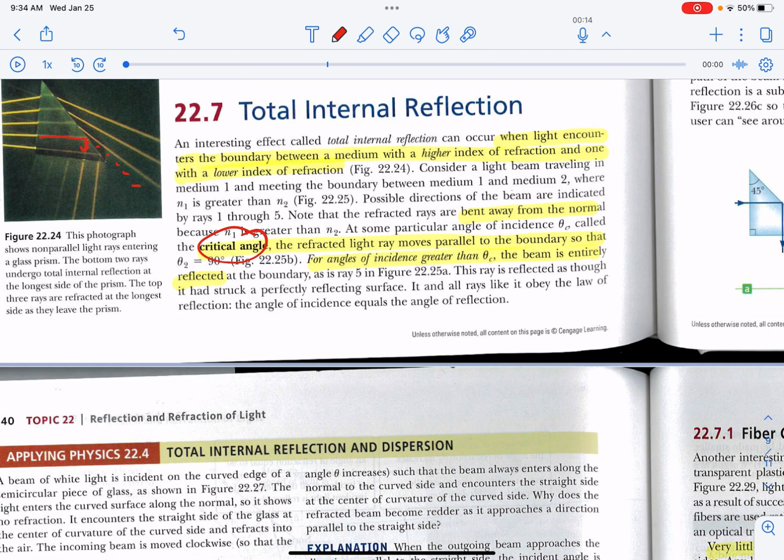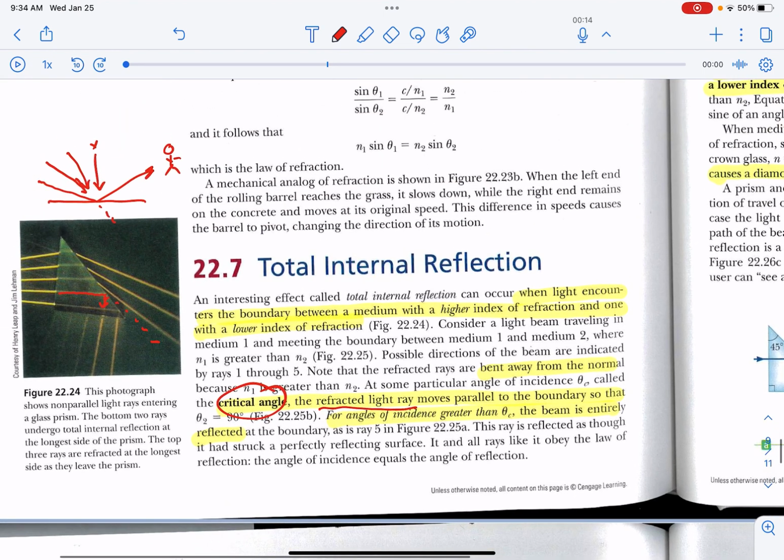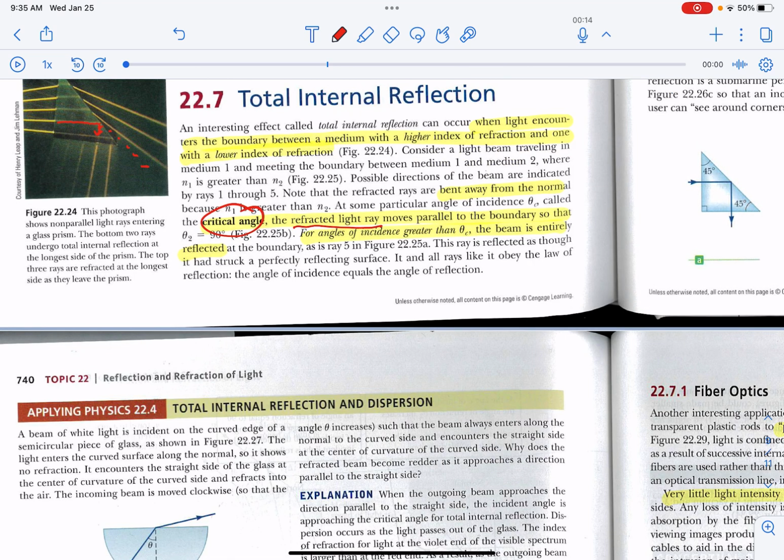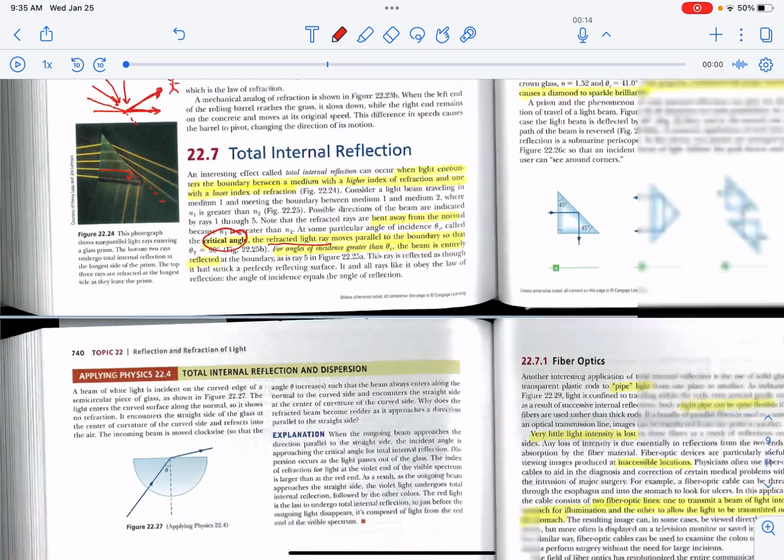The critical angle, then, means that the refracted light ray moves parallel to the boundary. At some point, it's going to move along here before it's actually reflected off. That's the critical angle. For angles of incidence greater than that critical angle, the beam is entirely reflected.